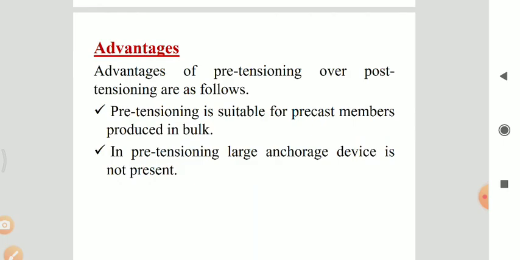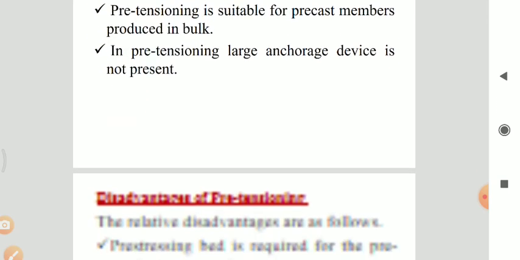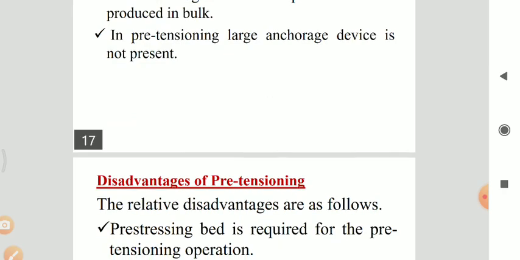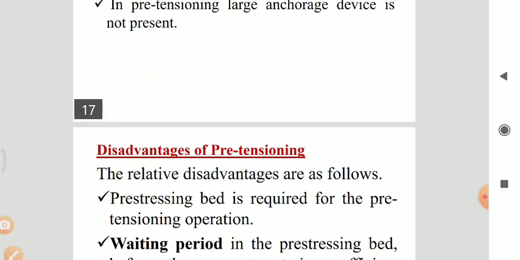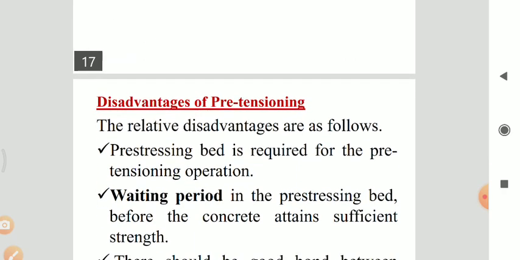Now the advantages of pre-tensioning over post-tensioning are as follows. Pre-tensioning is suitable for precast members, or when we produce precast members for mass production. In pre-tensioning, a large anchorage device is not required. There are also disadvantages of pre-tensioning. The relative disadvantages are as follows.